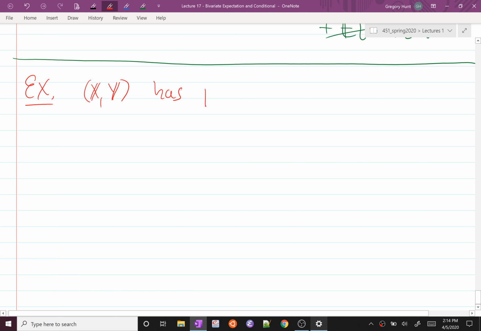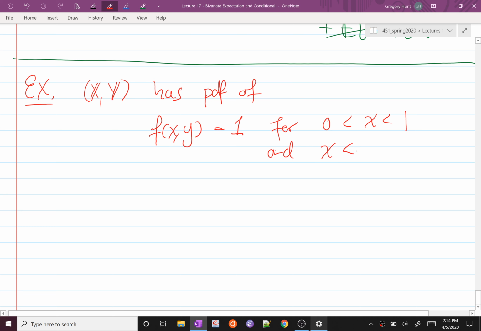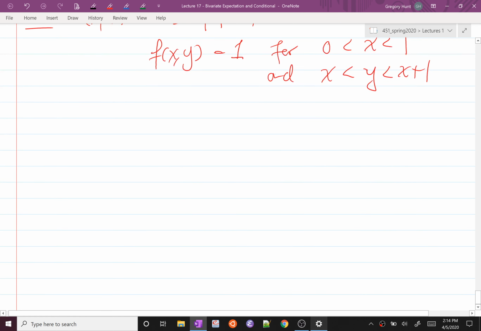And this is going to have a PDF. So I'm telling you it's continuous. My joint PDF is 1, and this is going to be true when x is between 0 and 1, and when y is between x and x plus 1. So let's draw that region.